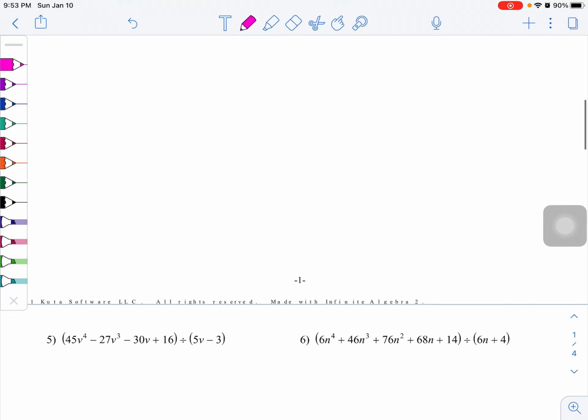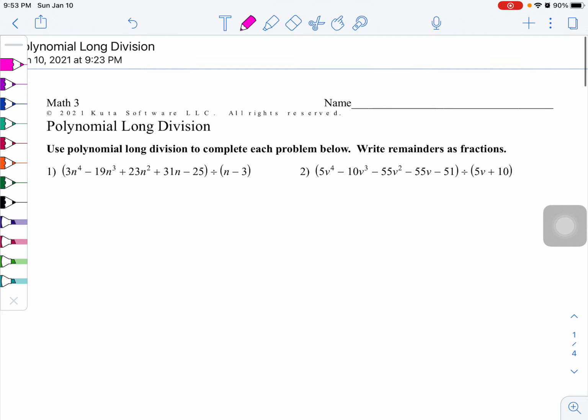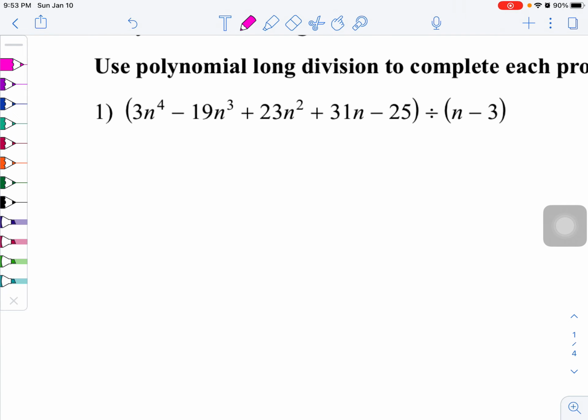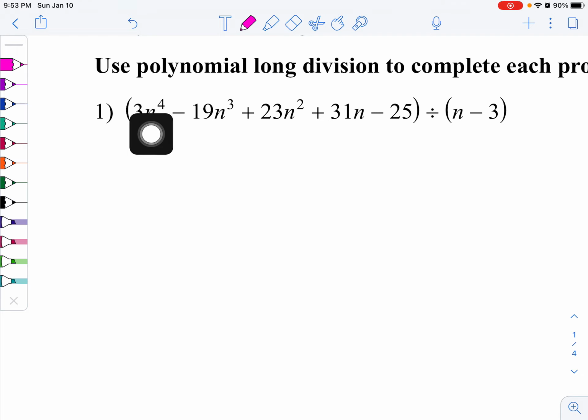So I'm going to go ahead and scroll up to the first problem. And my plan is to possibly break this up into a couple of videos so you can see, maybe not as long if you don't need to. I believe the directions said to write the remainders as fractions. So that's going to be the second thing that we did. So, wow. All right, we've got a 4th degree polynomial. We've got power of 4, 3, 2, 1, and our constant. So we are not missing any terms here. Every power is represented, and we are dividing by n minus 3.